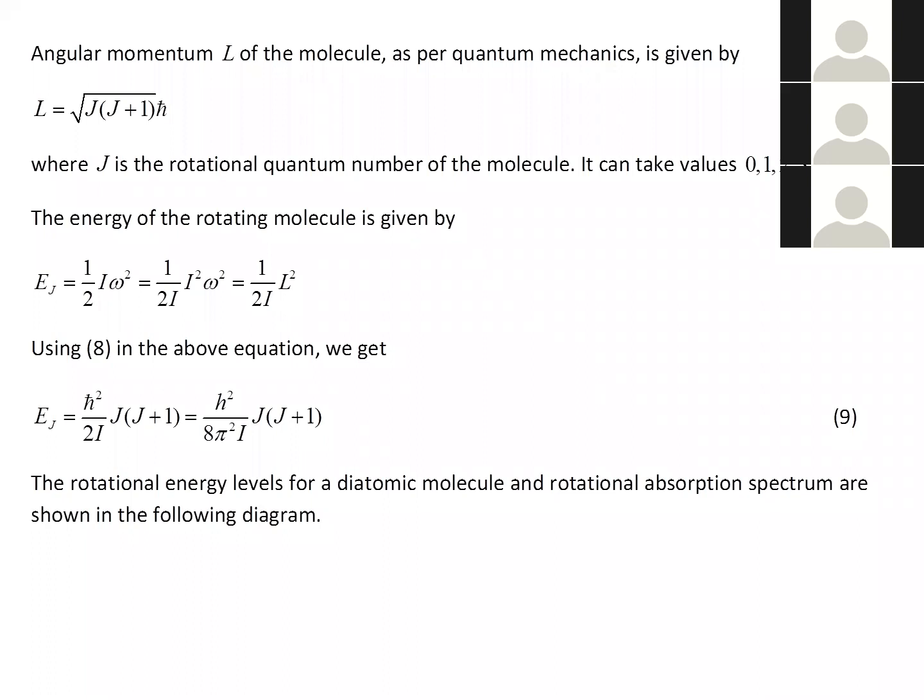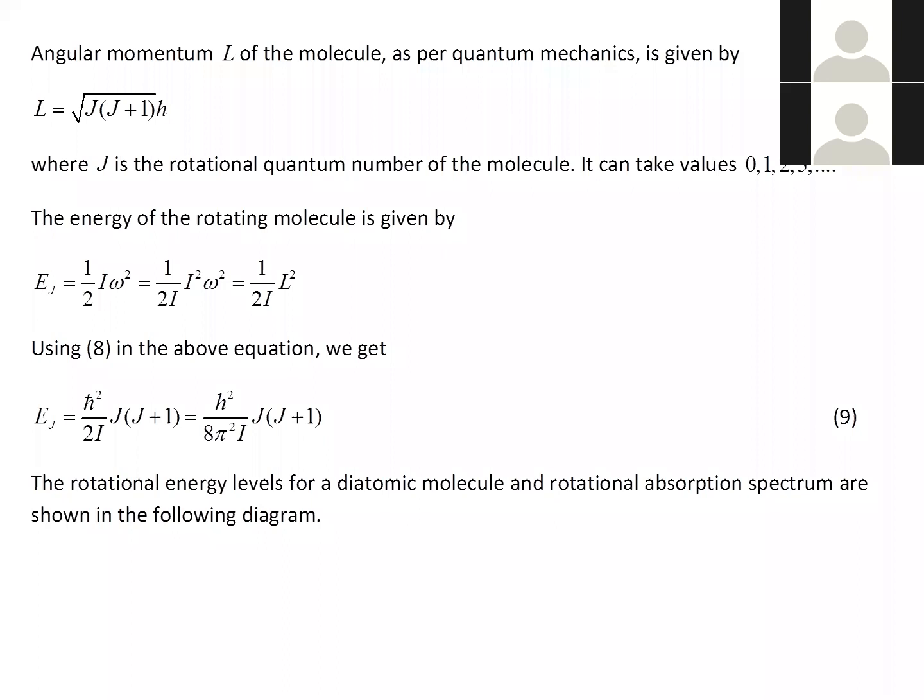Remember H cross is H by 2 pi. So I substitute that as well. Substituting, what I get is H square divided by 8 pi square I into J into J plus 1. Okay, so this is what expression 9 gives: an expression for the rotational energy of a diatomic molecule, where I is moment of inertia of the rotating molecule and J is rotational quantum number, and the possible values of rotational quantum number are 0, 1, 2, 3, etc.